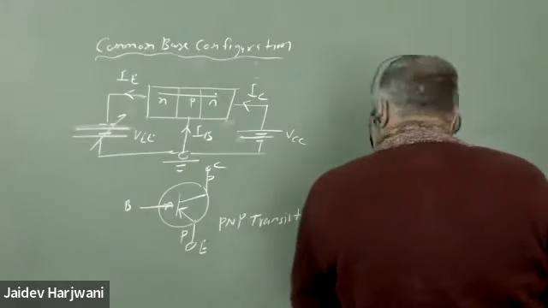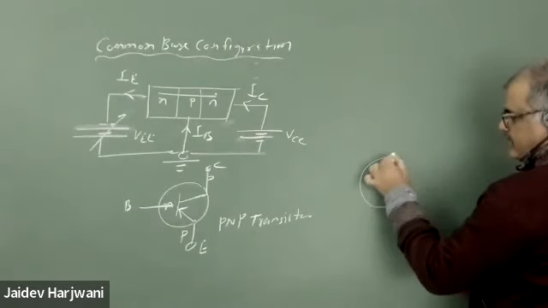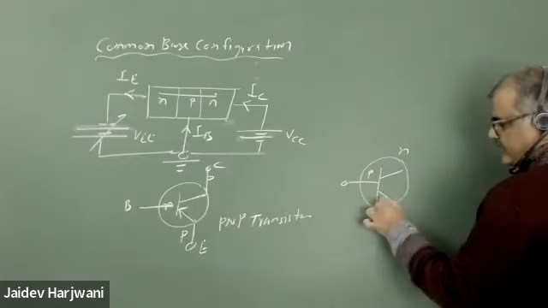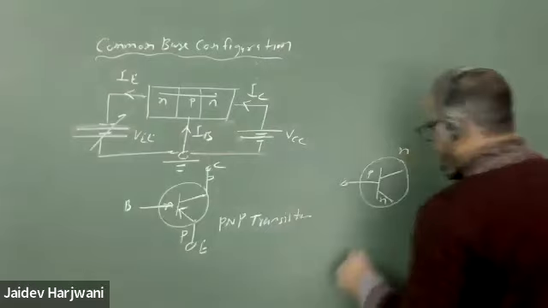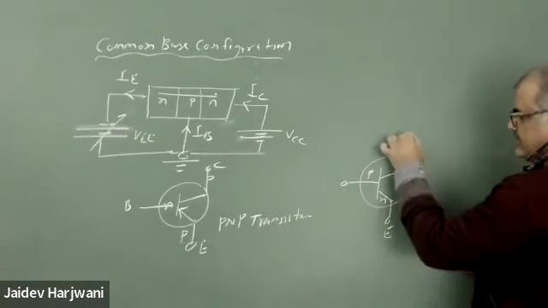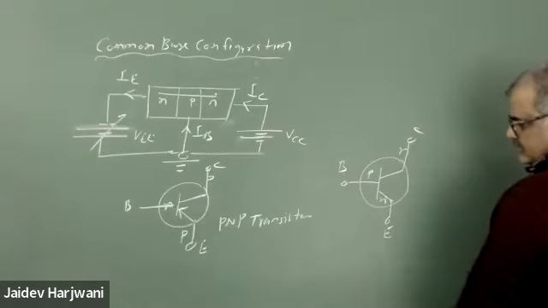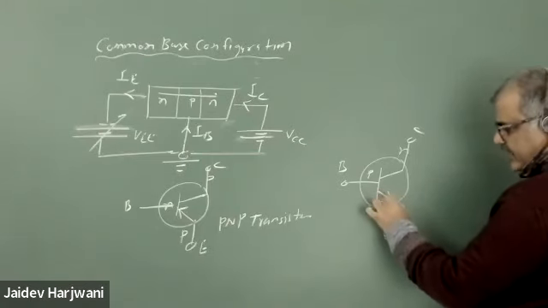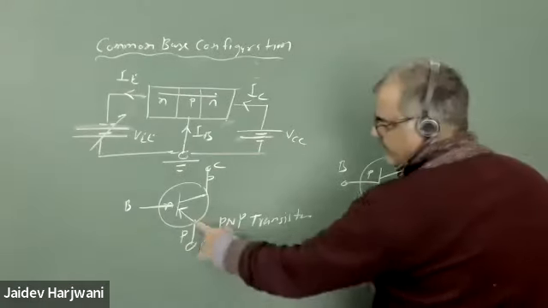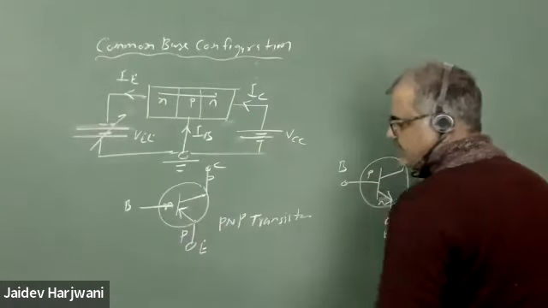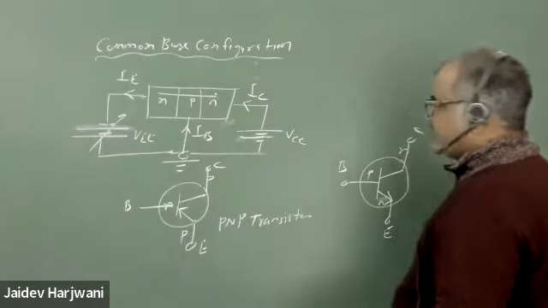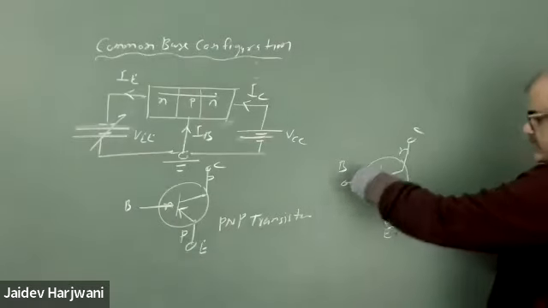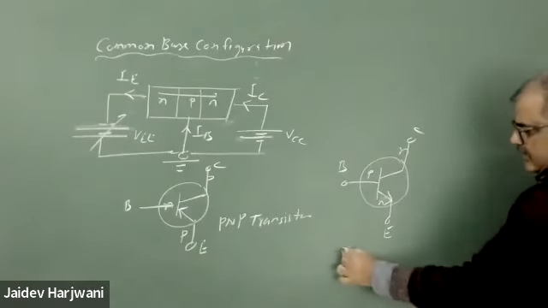Similarly, if it is an NPN transistor, this will be your N, this will be your P, this will be your N. Say this is my emitter, this is my collector, and this is my base. The direction will always be from P to N, so towards the emitter we put an arrow like this. Here also at the emitter side we are putting an arrow. If that arrow is inside, it is a PNP transistor; if the arrow is outside, that is your NPN transistor. In an NPN transistor the current is going outward, so this is your NPN transistor symbol.